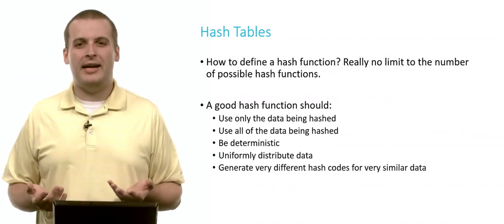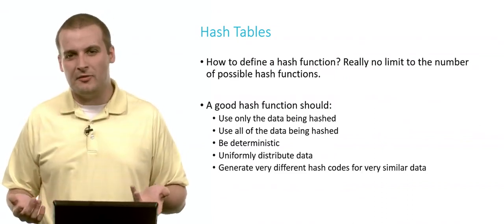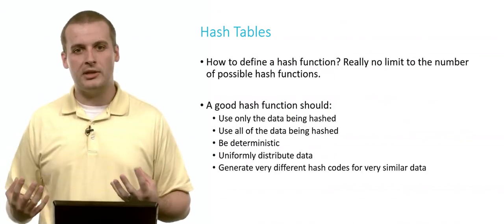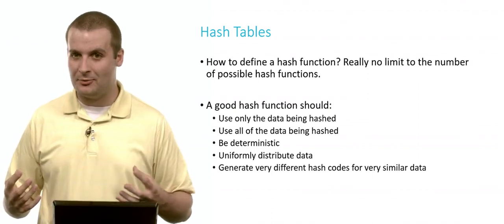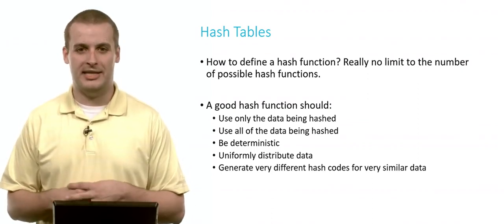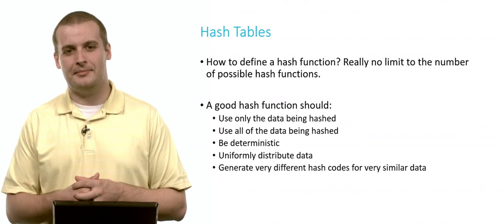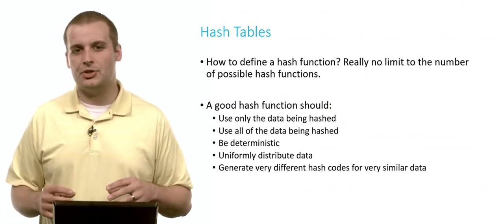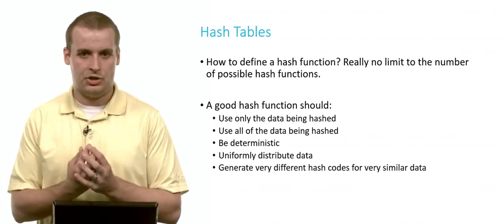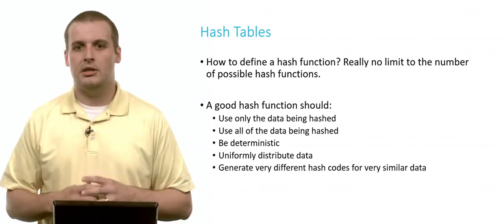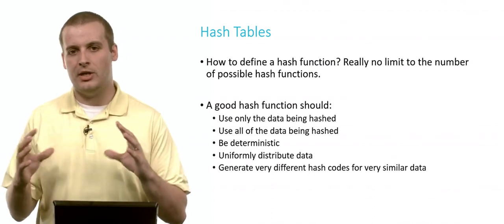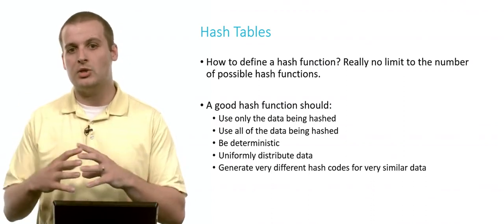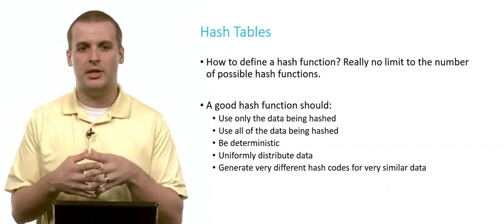Now, how do you define a hash function? Well, there's really no limit to the number of possible hash functions. In fact, there's a number of really, really good ones on the internet. There's a number of really, really bad ones on the internet. It's also pretty easy to write a bad one. So what makes up a good hash function, right? Well, a good hash function should use only the data being hashed and all of the data being hashed. So we don't want to incorporate anything else other than the data. And we want to use all of the data. We don't just want to use a piece of it, we want to use all of it.